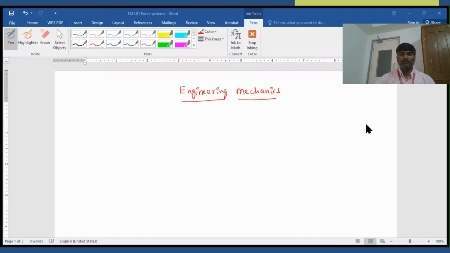Good morning. Welcome. This session will talk about the very start of engineering mechanics. That is, what is a force and what are its characteristics, and the force systems, how to categorize the force systems. Okay, so that is today's discussion. So, what is a force? Let me first define it, then we'll understand what it is.